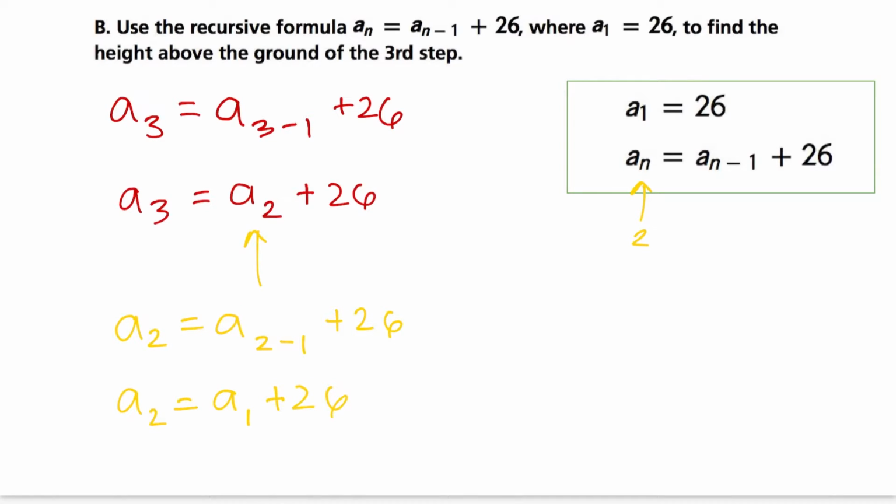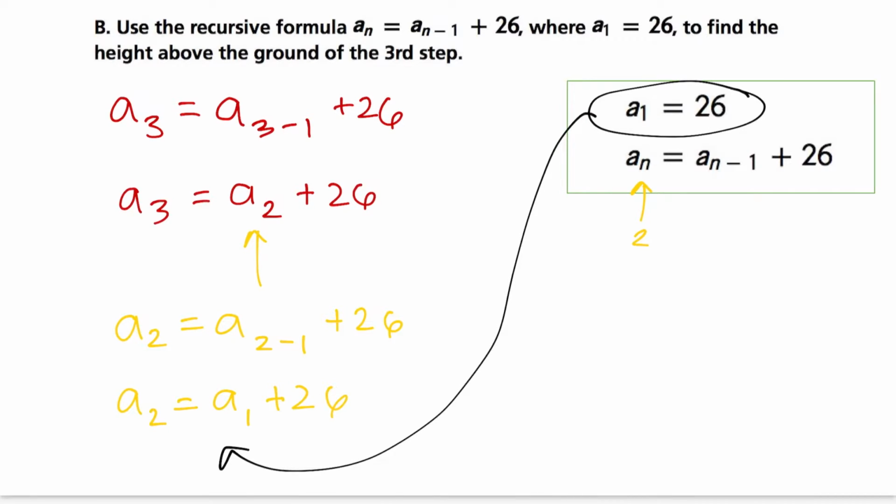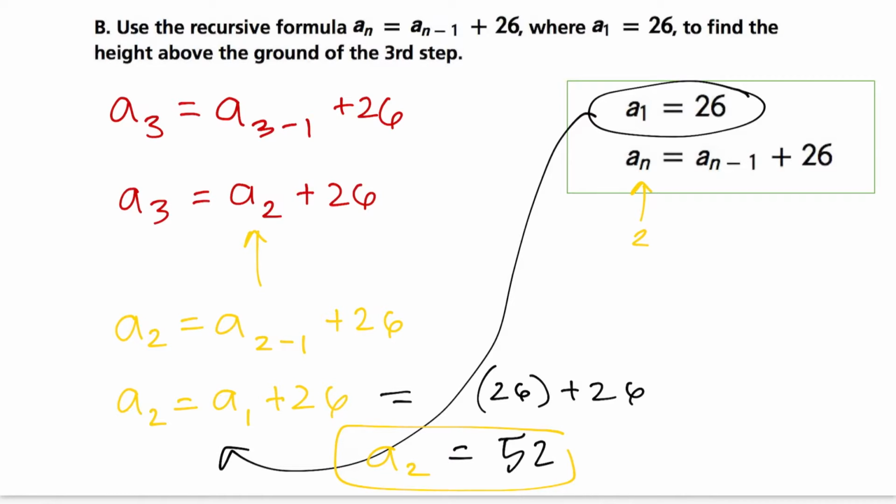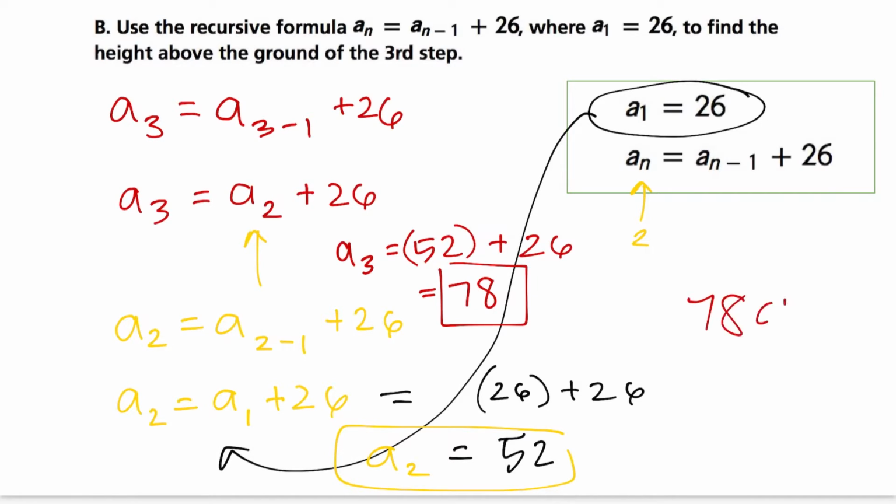I actually can take this value for a sub 1 and plug it in to a sub 1 there. So I can plug in 26 for a sub 1, so I'll get 26 plus 26, that will equal 52. So I know that a sub 2 equals 52. Now that I have this information, I can take that and plug it into a sub 2 here. Plugging that information in, I learned that a sub 3 is equal to 78. Therefore, the distance from the third step to the ground is going to be 78 centimeters.